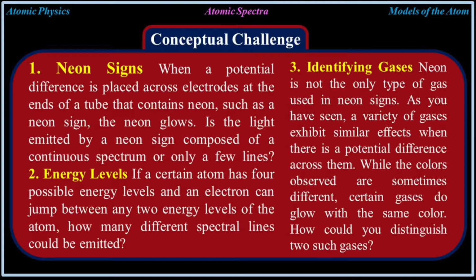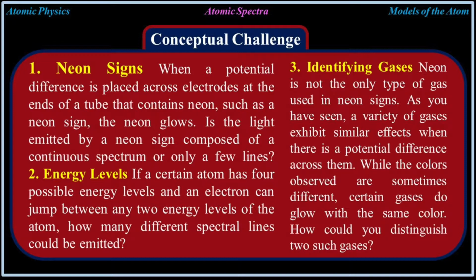Energy levels. If a certain atom has 4 possible energy levels and an electron can jump between any 2 energy levels of the atom, how many different spectral lines could be emitted?